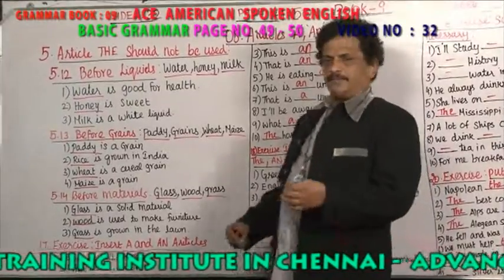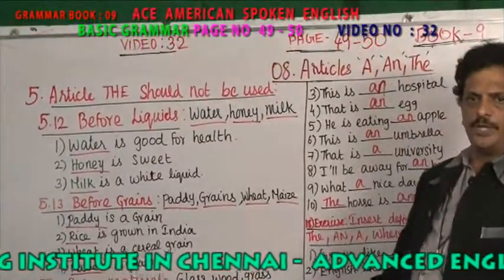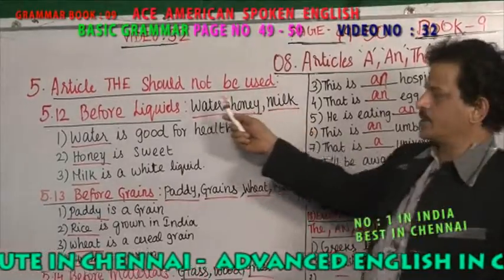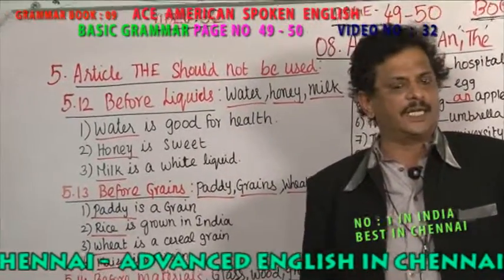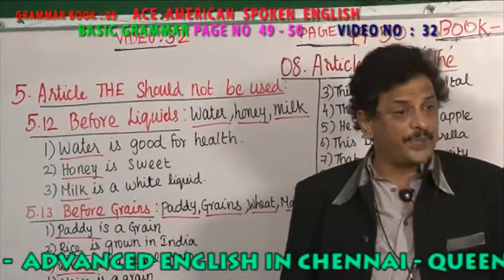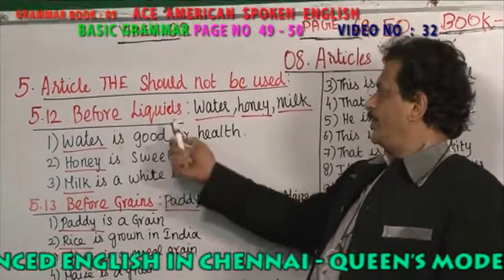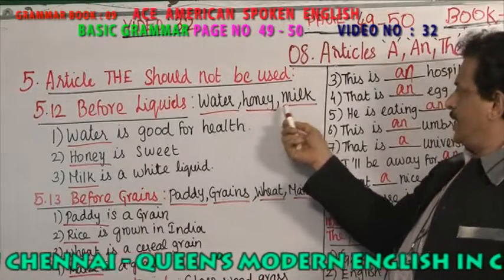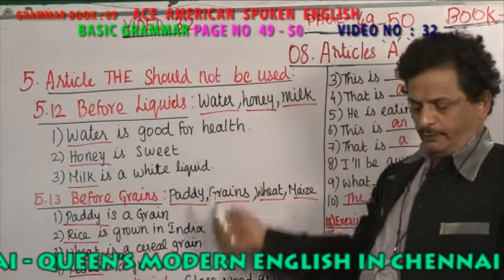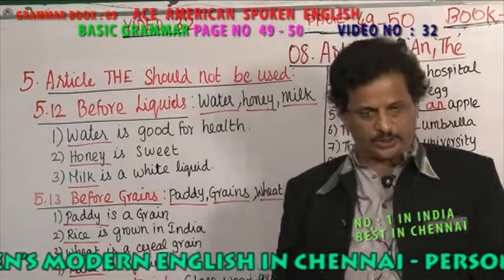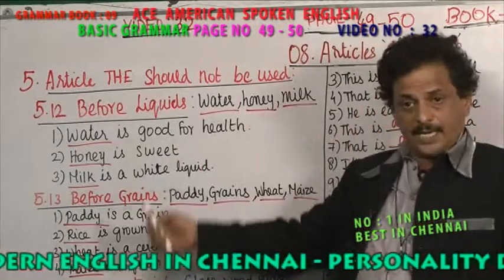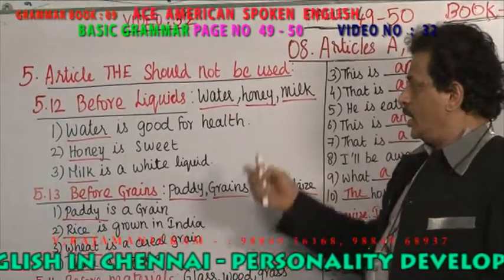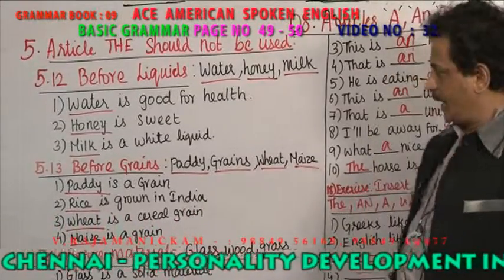So, there are certain places where "the" shouldn't be used. "The" is what article? Definite article or indefinite article? The is a definite article, which should not be used before liquids: water, honey, milk. Water is good for health. You don't say "the water is good for health." You don't say "the honey is sweet." Honey is sweet. You don't say "the milk is white liquid."